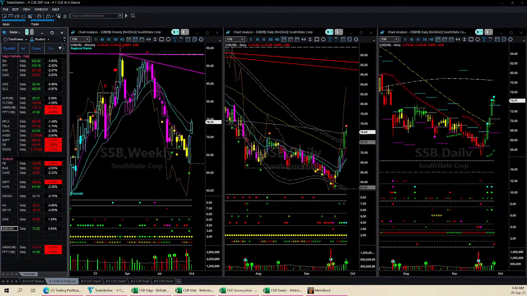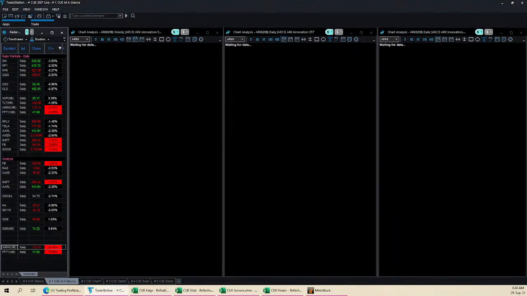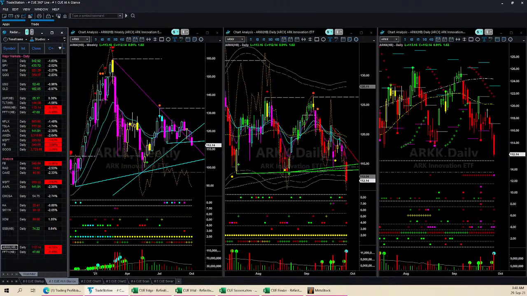Now two more instruments I want to discuss. Growth ETFs. One is ARKK. And I know a few weeks ago, all the growth traders were excited because growth stocks were starting to go up, and they did go up.